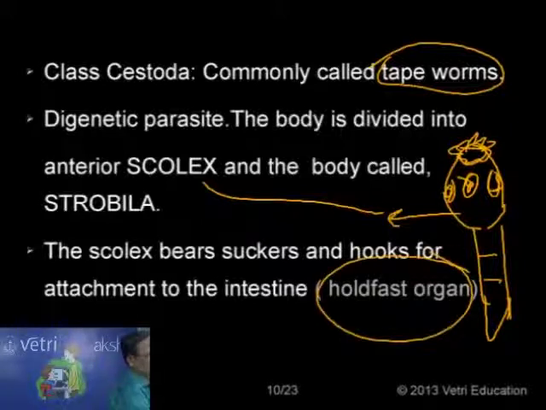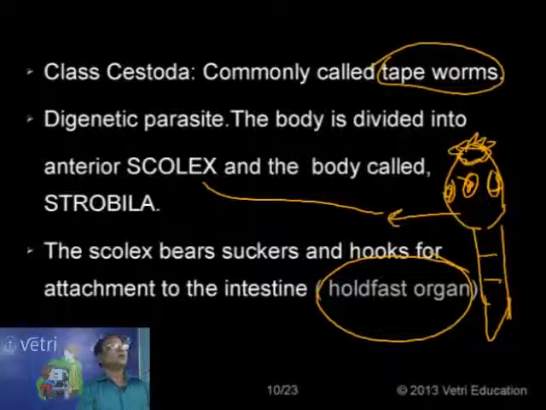So here it is given, hold fast organ. It is an organ for attachment, not for sucking food. Because in the case of tapeworm, the absorption of food takes place mainly through the body wall, just through the body surface. That is called osmotrophic nutrition. That is why these suckers and the rostrum hooks are not used for absorption of food, simply for attachment. So it is also a digenetic parasite.